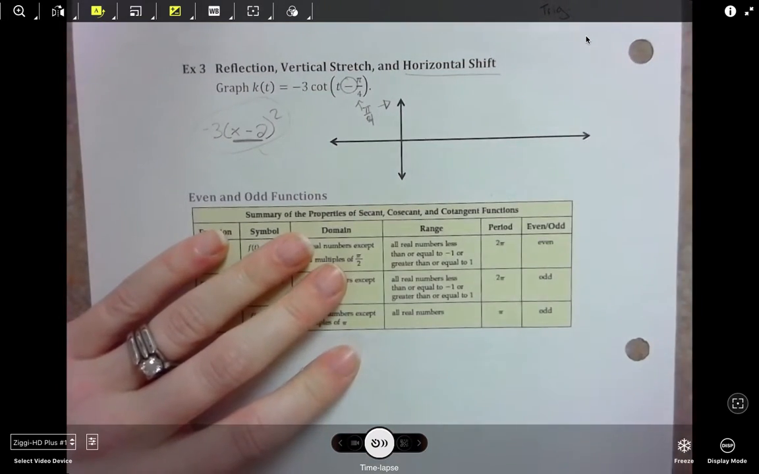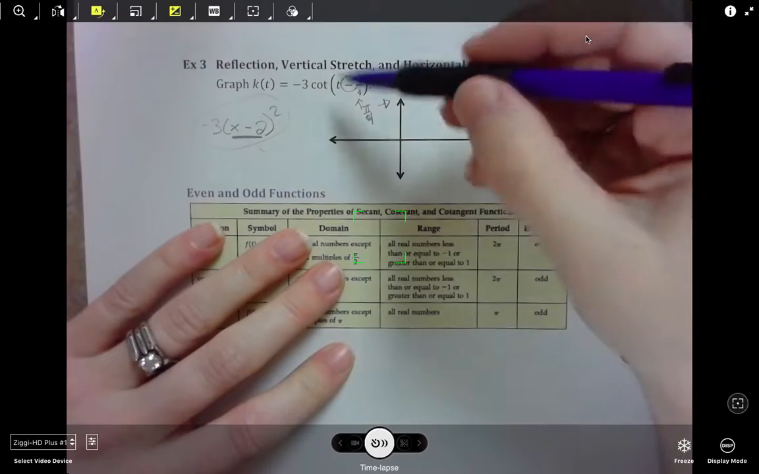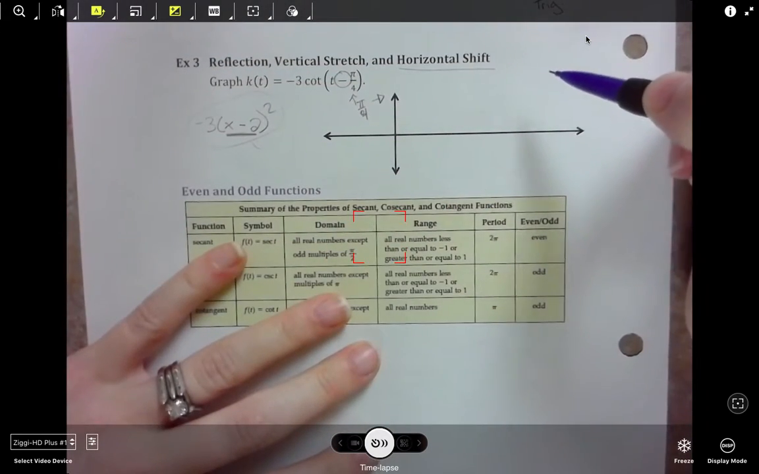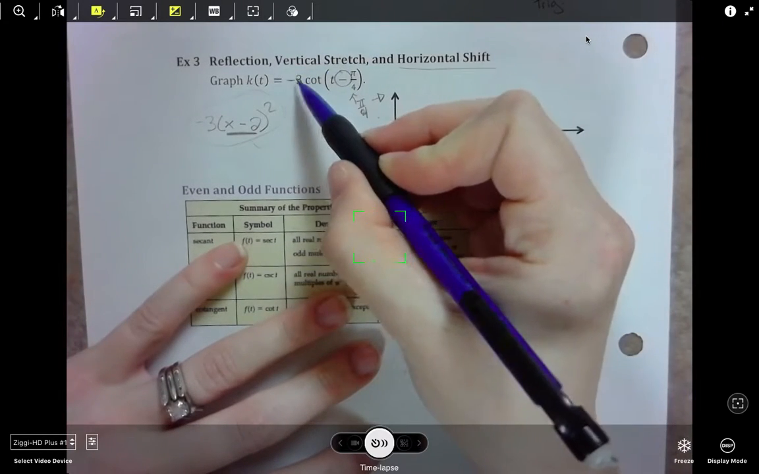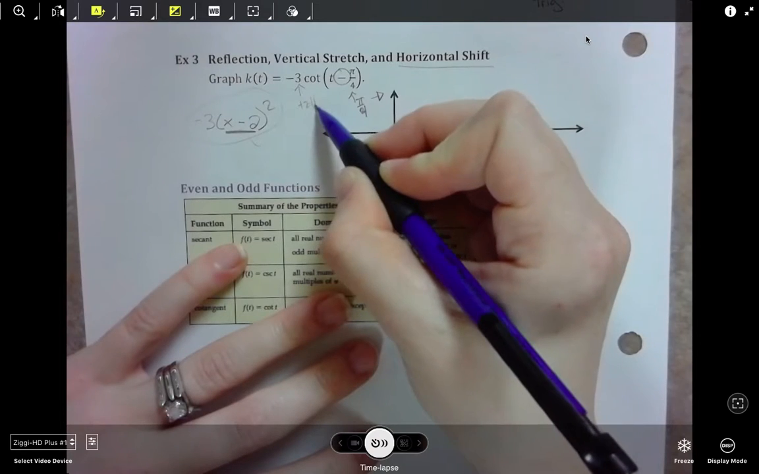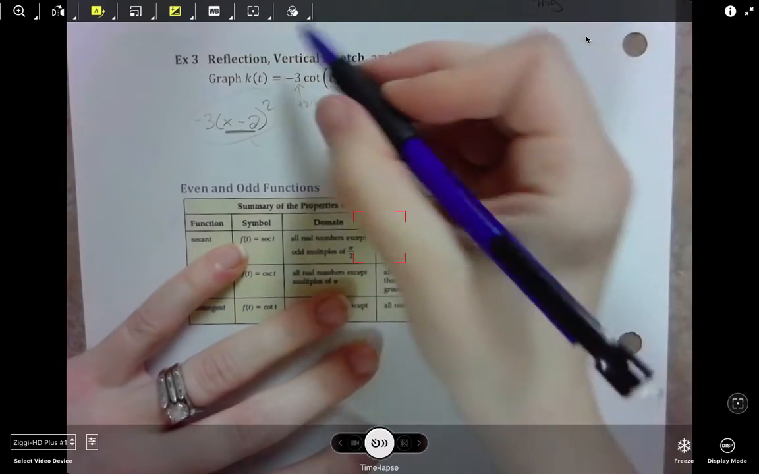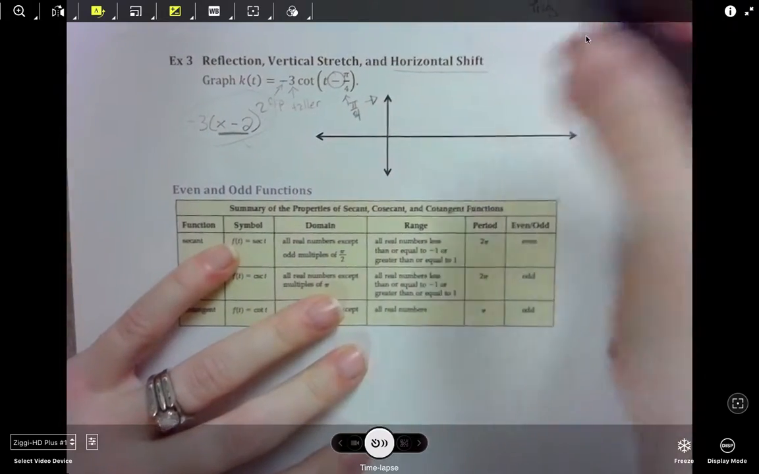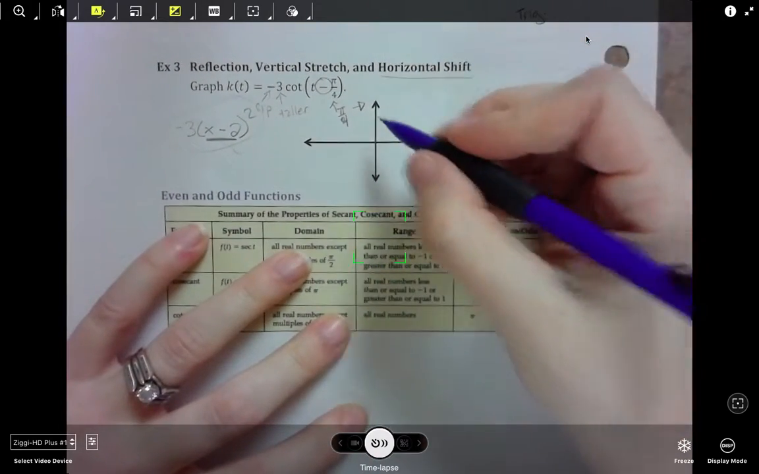Negative means opposite, or we always use the opposite sign. So negative, you would think, would be going left, but it's actually going pi over 4 units to the right, okay? -3 cotangent. The 3 is going to make him taller, and the negative is going to flip him. Okay? So normally I'm going to draw what normal cotangent would look like.